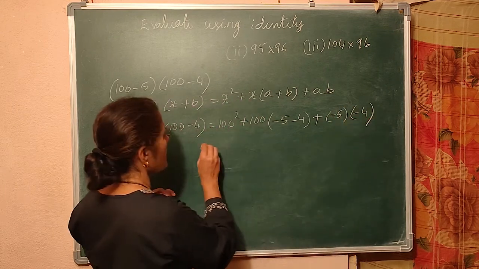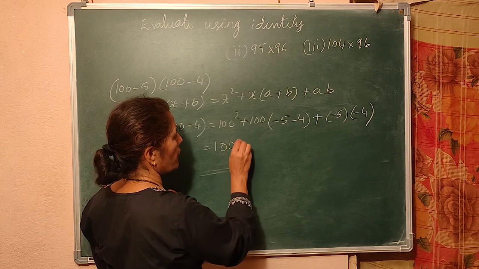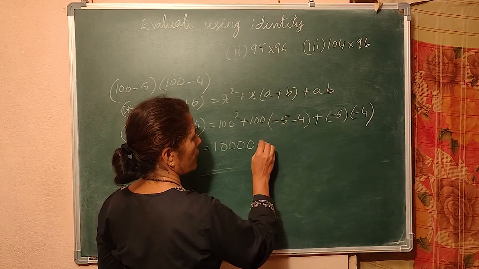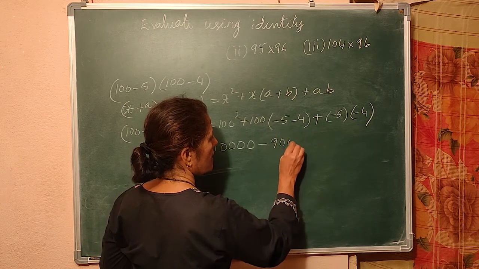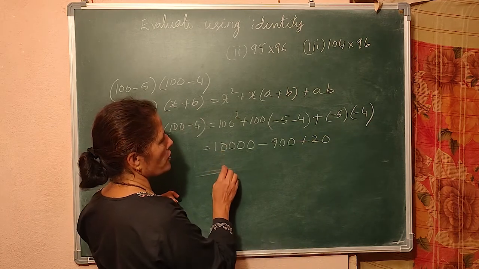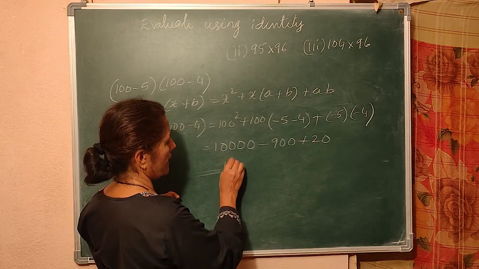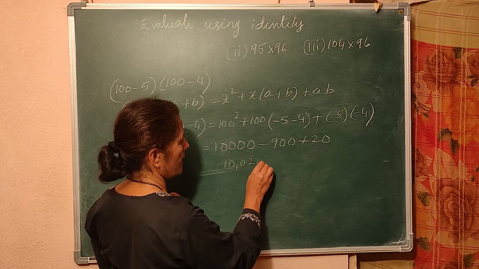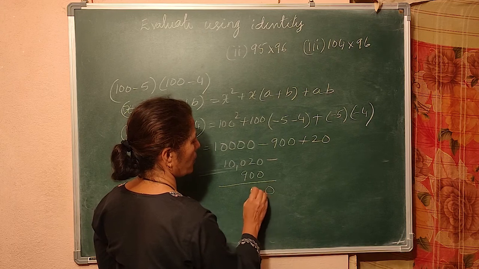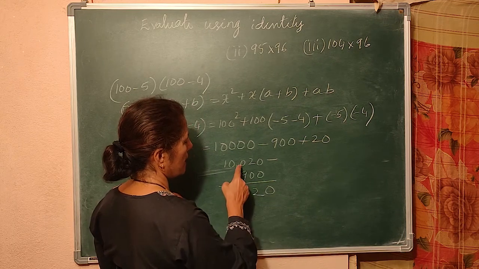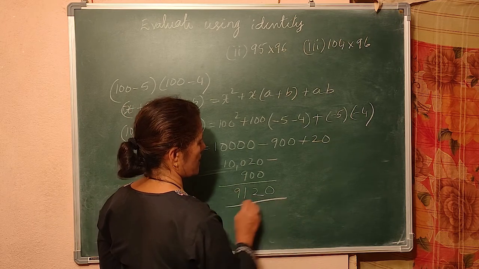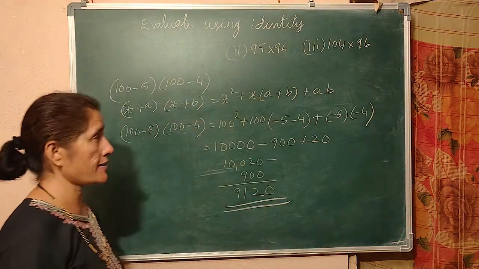So you get, instead of 100 square, 4 zeros. Minus 5, minus 4, minus 9 into 100, minus 900, plus 20. So what do you get? 10,020 minus 900. 0, 0, 2 minus 0, 2, 10 minus 9, 1. So 9,120 is your final answer.